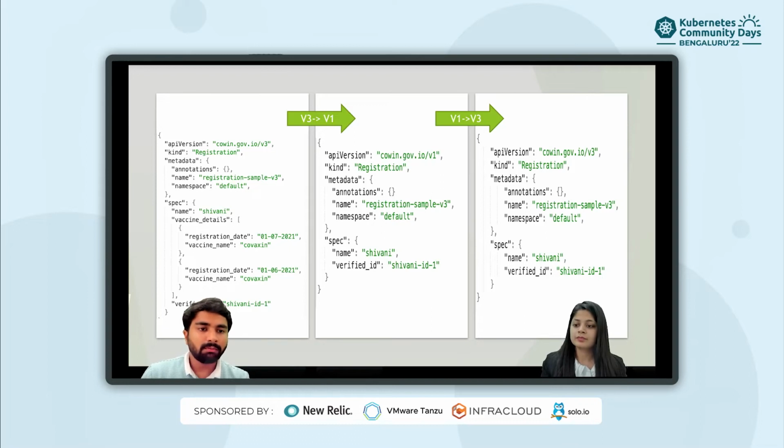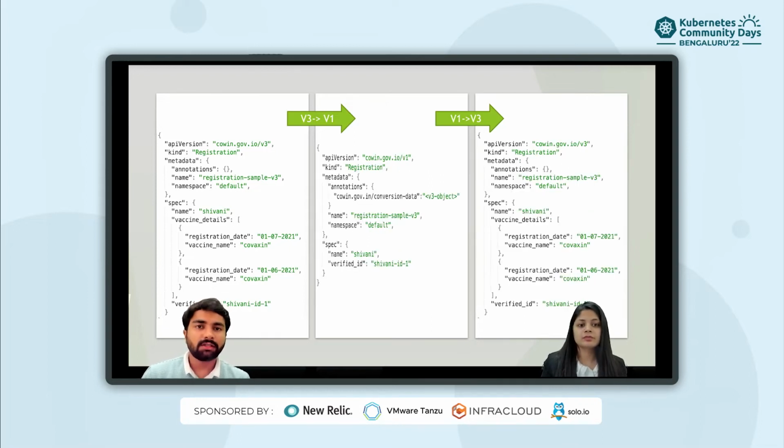So this problem can be solved using annotations. So annotation is nothing but a key value pair which is stored inside an object. So as you can see in our middle slide that we have annotations and we have stored the key value pair. So we solve our problem of data loss by storing the entire V3 object in the annotations of V1. So basically you can see here that we have added an annotation conversion data where entire V3 object would be present. Now when we will convert from V1 to V3, we can refer this annotation and fill the vaccine details, and this way we won't lose the data.